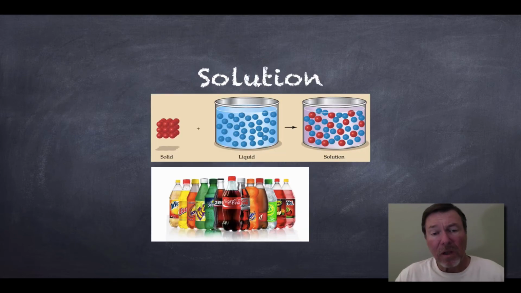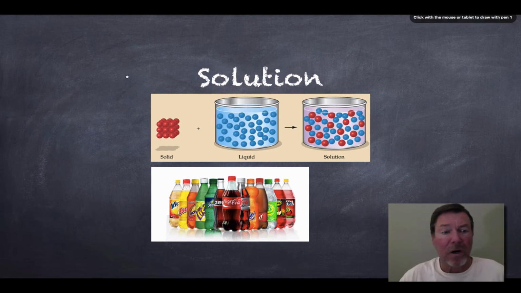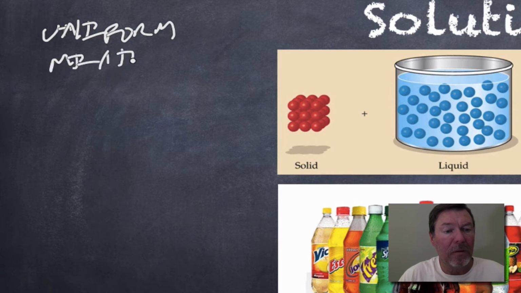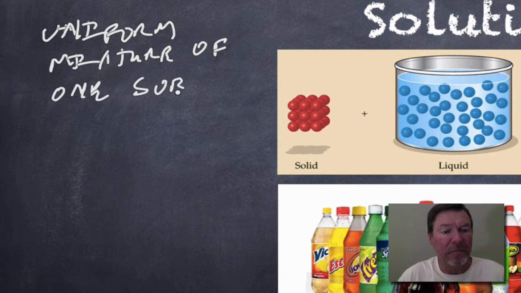The third mixture is a solution. A solution is a mixture where you have a uniform mixture of one substance mixed inside of another.